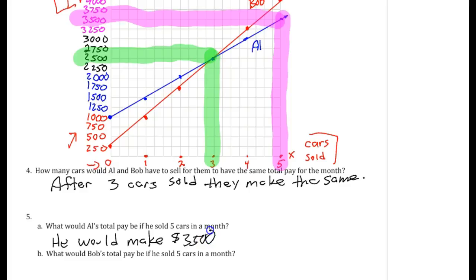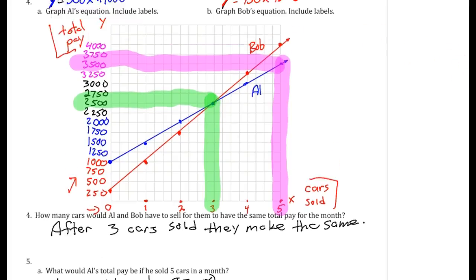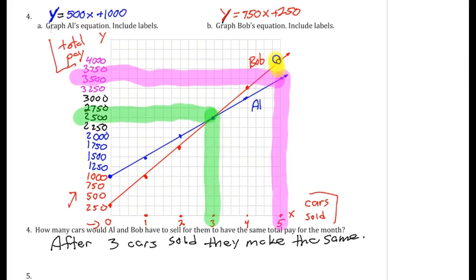$3,500. And same thing for Bob. What would Bob make after 5 cars? So let's go a little higher up to here, right? And we'll go all the way over. Yeah, 4,000. Bob would make 4,000.